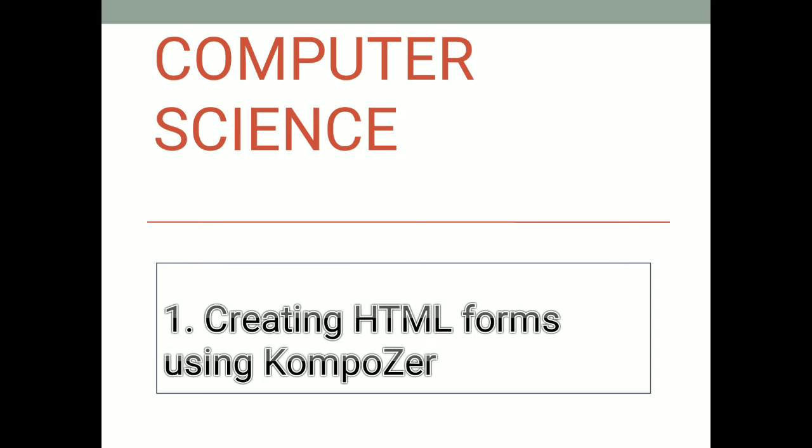In the standard 12 computer science, we have a total of 13 chapters. In these chapters, we have some interesting practical sessions. Chapters 1, 2 and 3 are based on HTML or website designing. Chapters 3 and 4 cover the theory concepts of e-commerce and m-commerce.